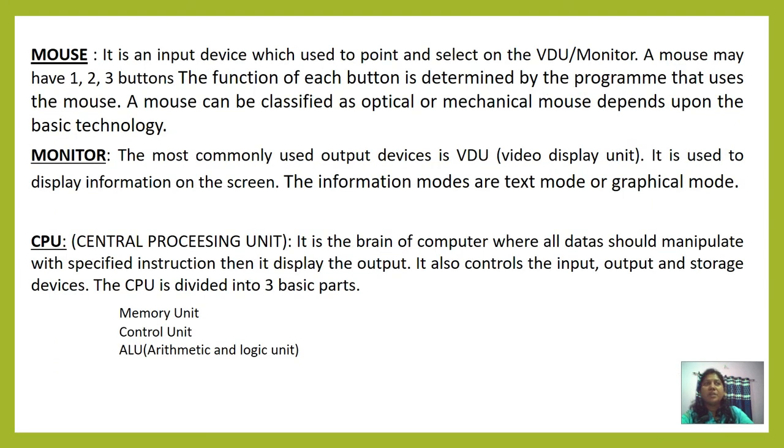The next input device is your mouse. It is an input device used to point and select on the video display or monitor. The mouse is used for graphical purposes and has a maximum of 3 buttons, and the function of each button is determined by the program that uses the mouse. A mouse can be classified as optical or mechanical, depending upon the basic technology.